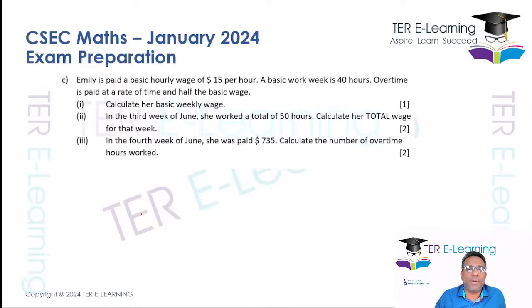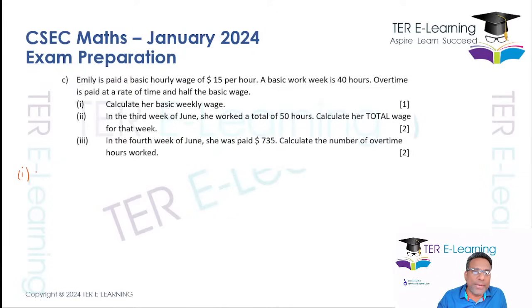Emily is paid a basic hourly wage of $15 per hour. A basic work week is 40 hours. Overtime is paid at a rate of time and a half the basic wage. Calculate her basic weekly wage. So part one is going to be rather simple.